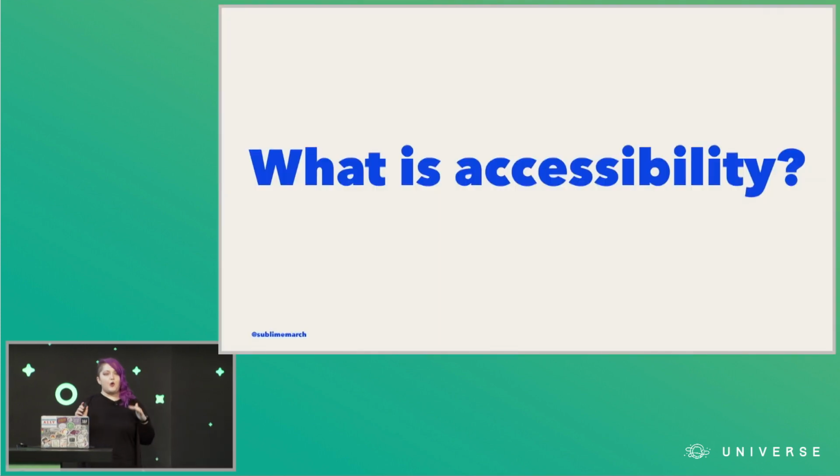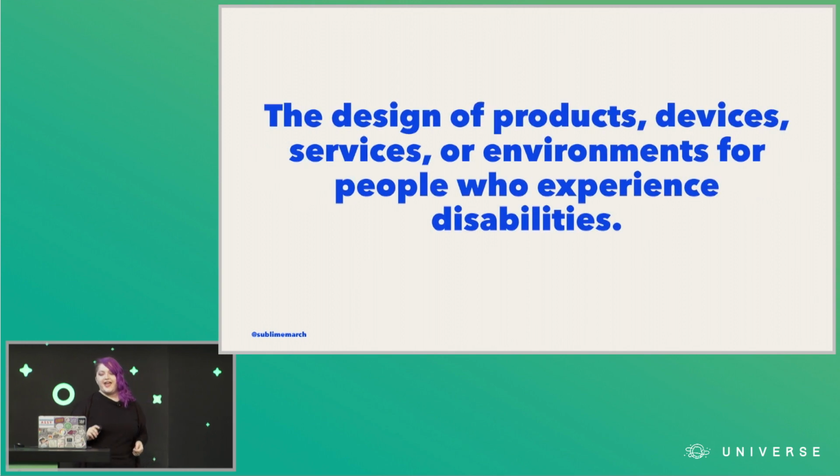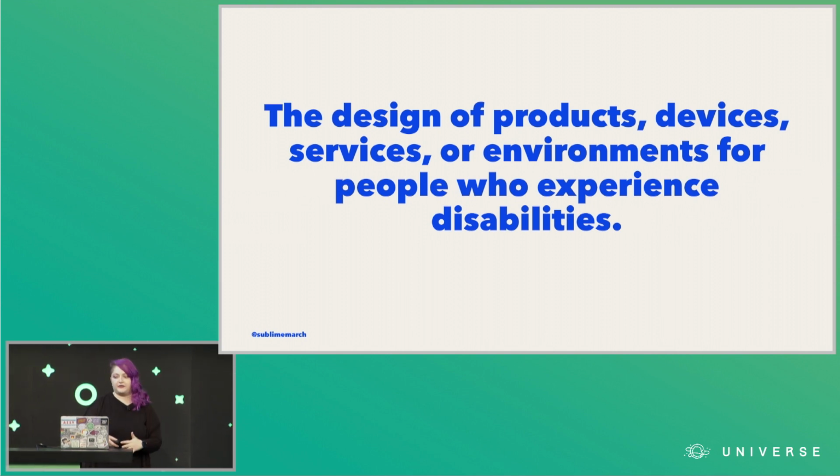So, what is accessibility? I have a great definition for you. It's the design of products, devices, services, or environments for people who experience disabilities. And it's the practice of removing barriers that might prevent people with disabilities from accessing all of those things. Technology really shouldn't be a barrier to people. It should make people's lives even easier.